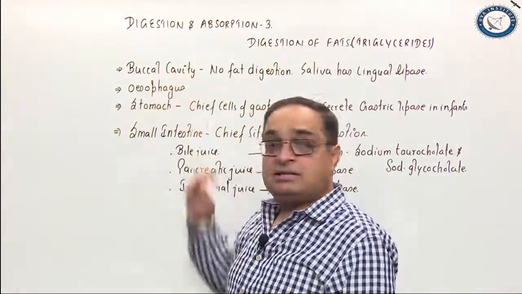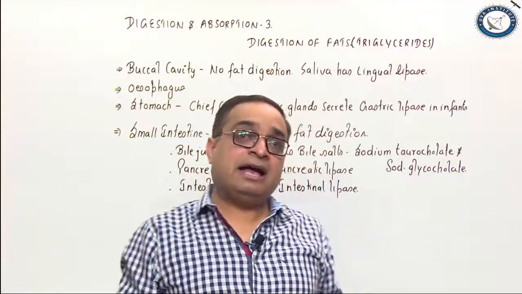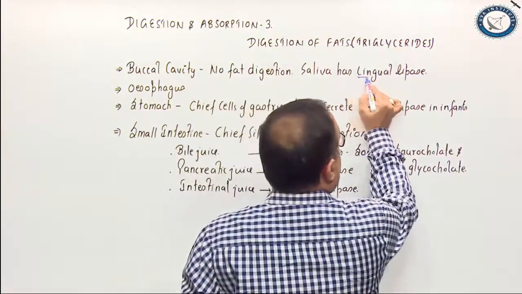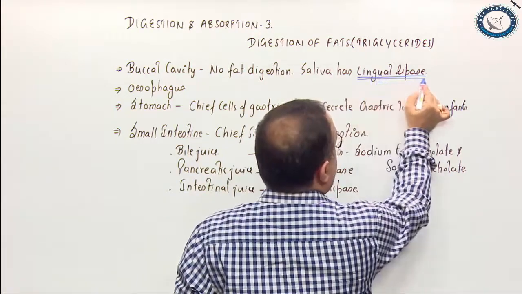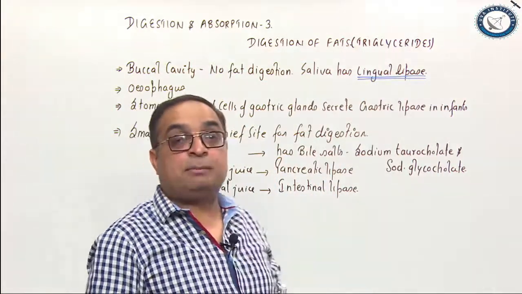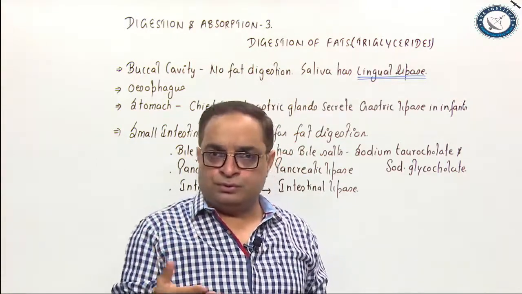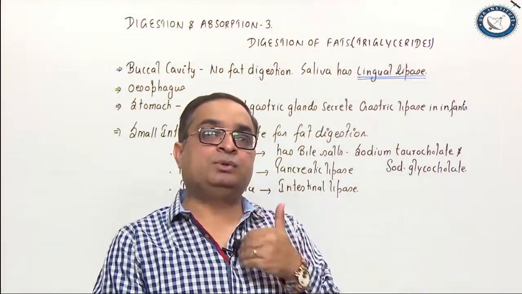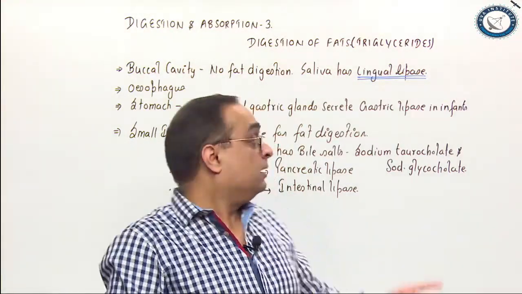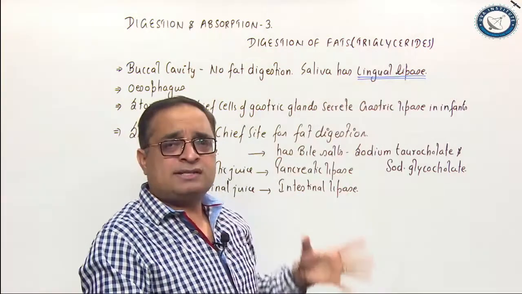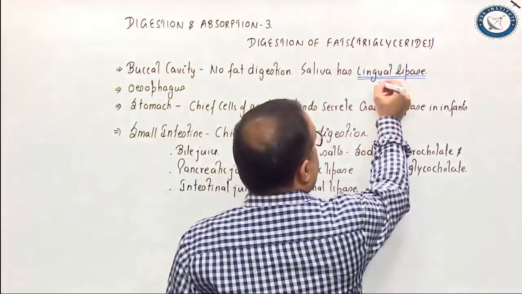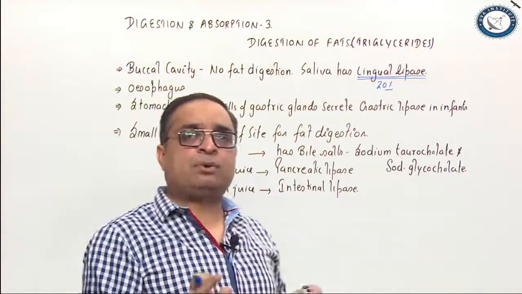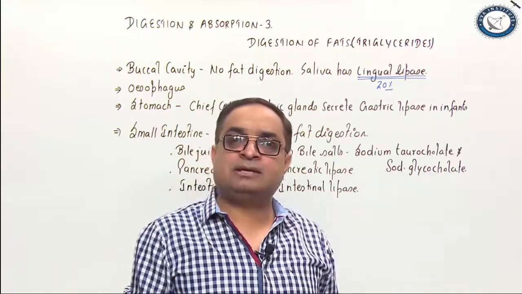As far as the buccal cavity is concerned, saliva has the enzyme lingual lipase. But this lingual lipase doesn't digest fats in the buccal cavity. When you chew the food, it gets mixed up with saliva. Then you swallow that bolus, it passes through the esophagus and goes to your stomach. Lingual lipase digests approximately 20% fats in the stomach and small intestine.